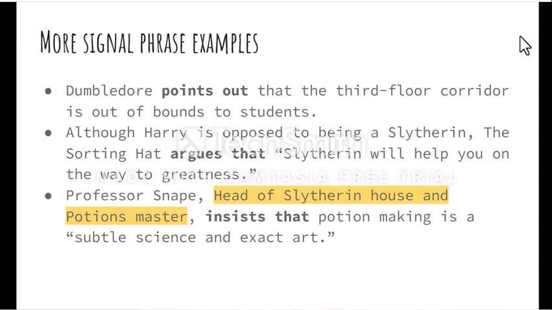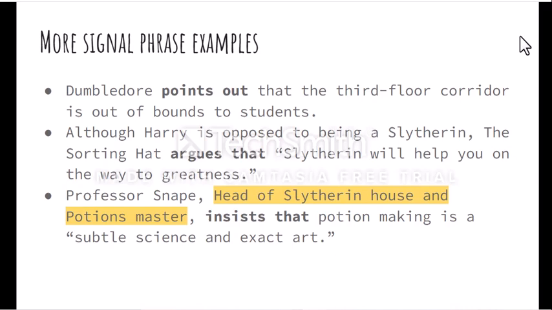The second example. Although Harry is opposed to being a Slytherin, the Sorting Hat argues that Slytherin will help you on the way to greatness. Notice in bold I've got the words argues that. This is signaling I'm about to use a quotation. And the quotation is directly from the text. "Slytherin will help you on the way to greatness."